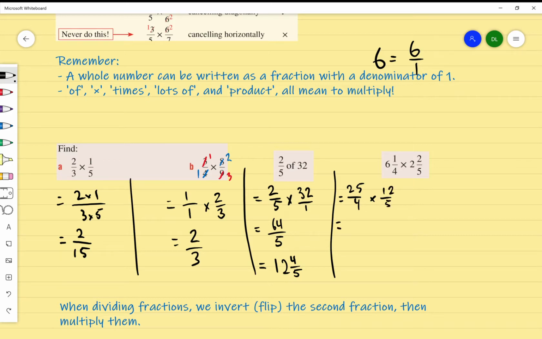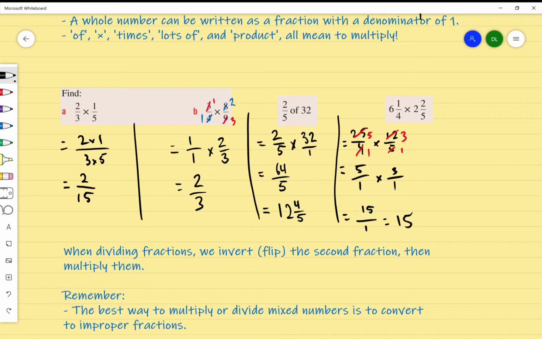Once again, I know I can simplify, so I'm going to go ahead and divide that by 5, both of them. 25 divided by 5 gives me 5. 5 divided by 5 gives me 1. If I divide this one over here, I get 4. So 4 divided by 4 is 1. 12 divided by 4 is 3. And I end up with the equation 5 over 1 times by 3 over 1. And that gives me 5 times 3 is 15. Over 1 times 1 is 1. In other words, it's 15.